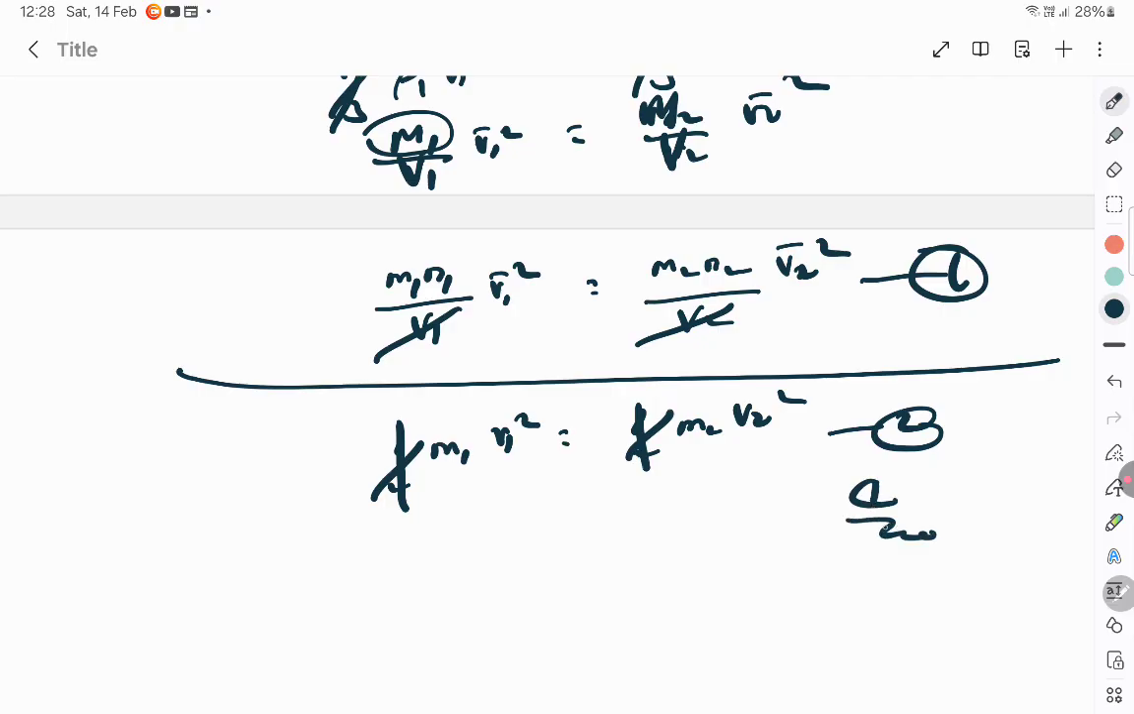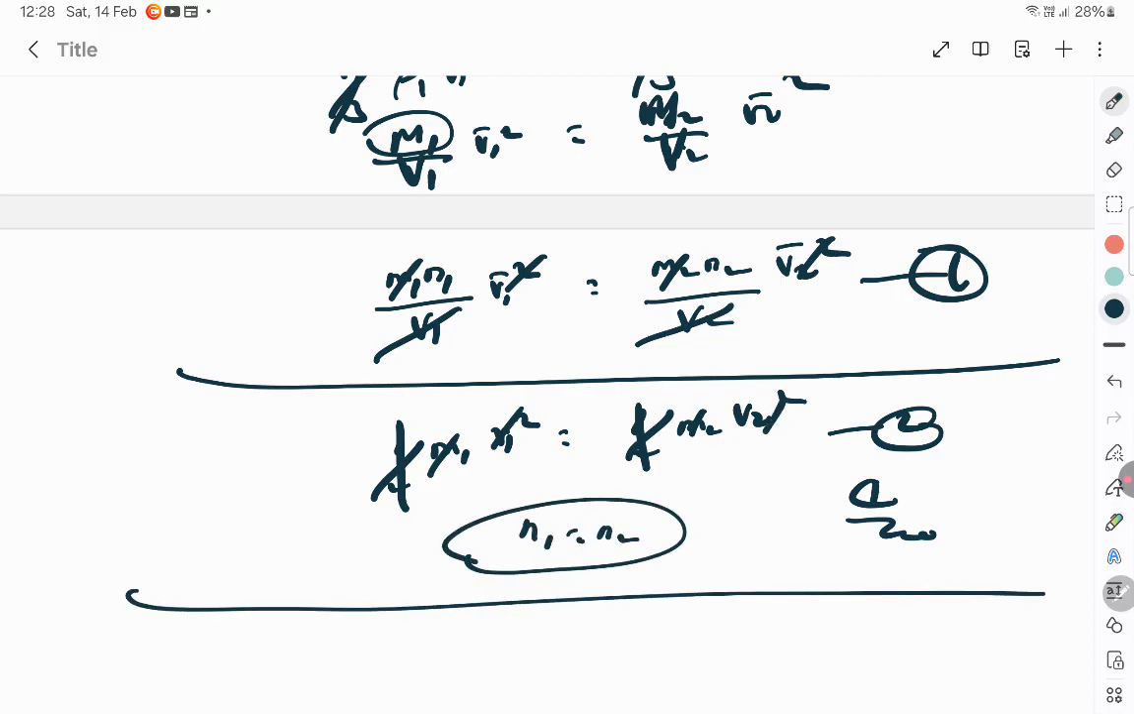Divide 1 by 2. m1 v1 square will get cancelled. m2 v2 square, m2 v2 square, you get n1 is equal to n2, which proves Avogadro's law. Using again P is equal to 1 by 3 rho v square, we are able to do so many things. I am going to teach you what is next, degrees of freedom. Next, let's go to the topic degrees of freedom.